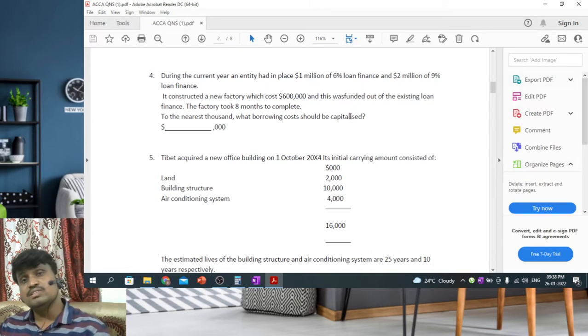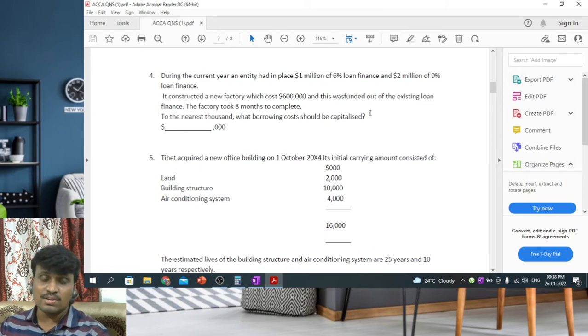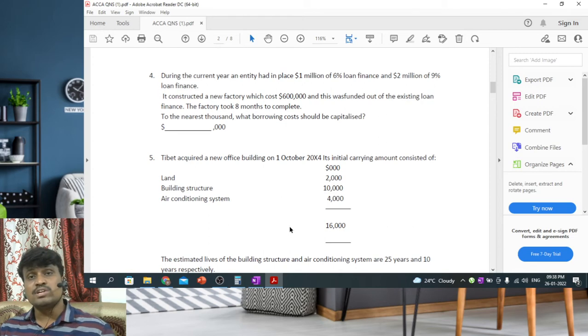Generally in case of borrowing, there are two types: specific borrowing and general borrowing. Here, there is no specific borrowing. Specific borrowing is borrowing taken to finance a specific asset, but that type of wording is not there in the problem. So we consider this as general borrowing. In case of general borrowing, we need to calculate the weighted average cost.